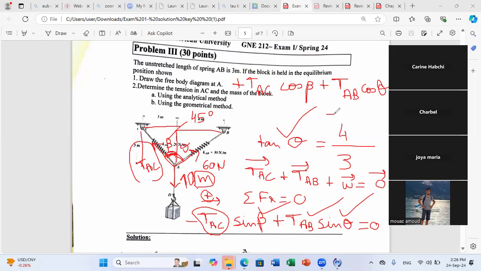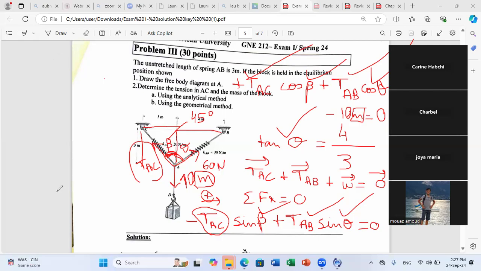So minus 10m equals 0. What is your only unknown in this equation? The mass is your only unknown. You have already calculated all other parameters. You replace the TAC that you got from equation 1 in equation 2, you get m. This is the analytical method. So when they say analytical method, you project on the axes x and y. Clear about the first method?